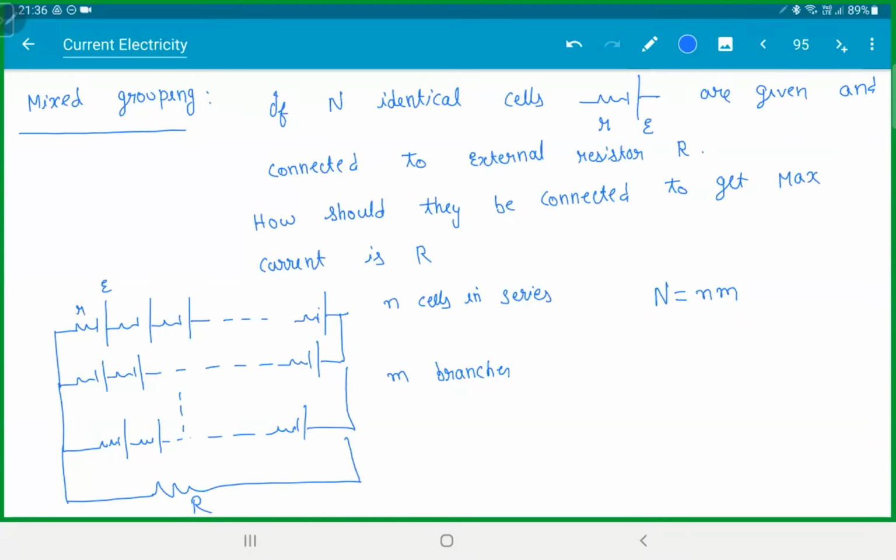Please have a look at this page. So this whole question is to find the value of small n and small m. How many batteries should I keep in parallel? How many batteries should I keep in series? Have a look at this. I'll show you how to do it in the next page.